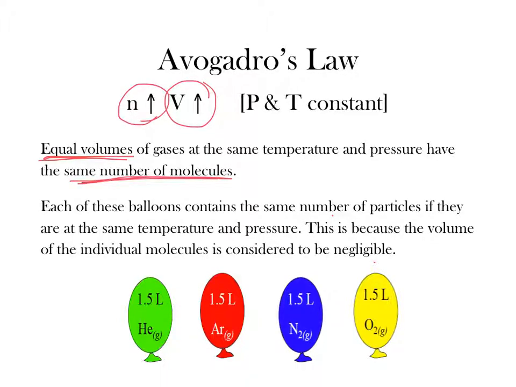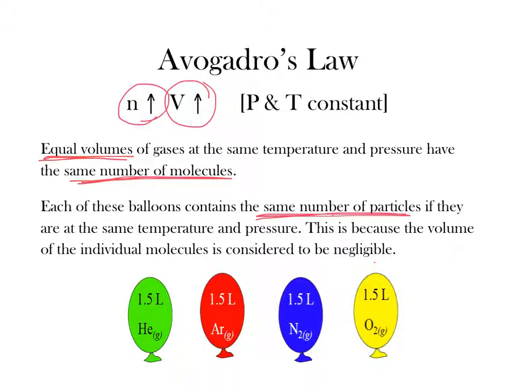So each of these balloons that we have down here have the same number of particles if they are at the same temperature and pressure, because the volume of the individual molecules is considered to be negligible. The gas molecules take up very little space on their own. So really the volume of the container is the volume of the particles. They all have the same number of particles. You could put this into a formula and do some math problems with Avogadro's law.